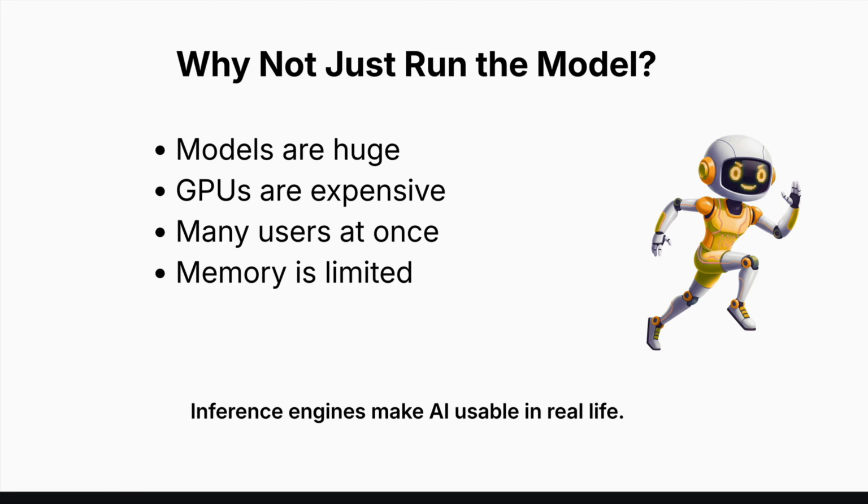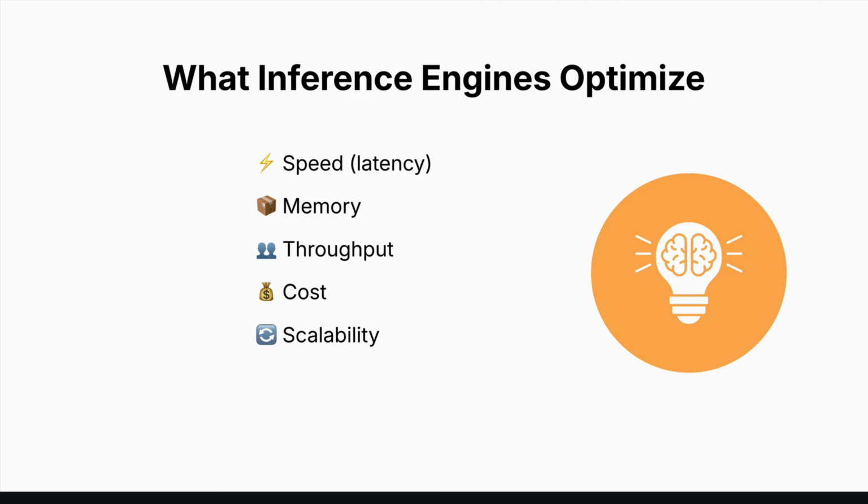Now, what does an inference engine optimize? They optimize your response times and latency. They do memory management and lower the memory usage. They also increase the throughput by handling multiple users simultaneously. Also, the cost factor comes into the picture, and it helps to reduce the cost as well and make AI systems reliable at scale. That is why companies invest so heavily in inference engines.